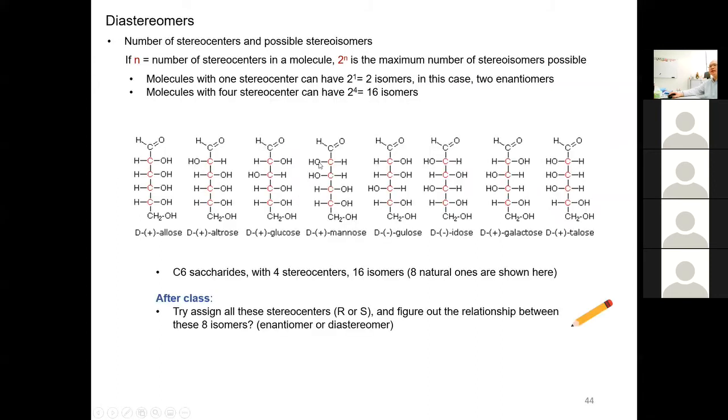Diastereomers are a particularly important concept for compounds with a lot of stereocenters. If n equals the number of stereocenters in the molecule, 2 to the order of n is the maximum number of stereoisomers possible. You need to keep this in mind. For example, if we have a chiral compound with only one stereocenter, then 2 to the order of 1 is 2, right? So if a molecule has a single stereocenter, it has 2 stereoisomers, which are the enantiomers.